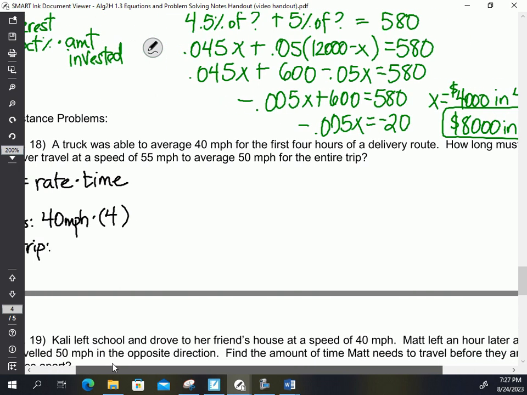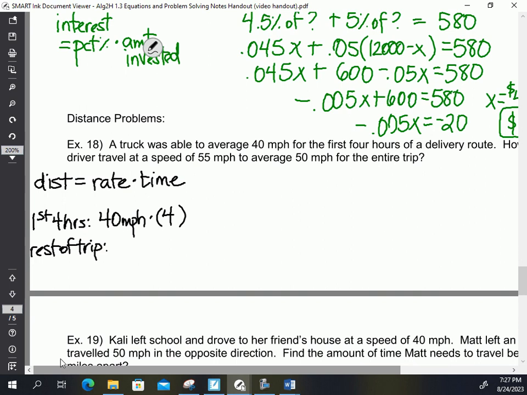How long must the driver travel at a speed of 55 miles per hour? Now they want to go 55 miles per hour for the rest of the trip, but we don't know how long that is, to average 50 miles per hour for the entire trip. So you're doing one part of the trip at 40 miles per hour, and the rest of it at 55 miles per hour. You ultimately want to average 50 miles per hour for the entire trip. So you have the first part of the trip plus the second part of the trip equals the total trip.